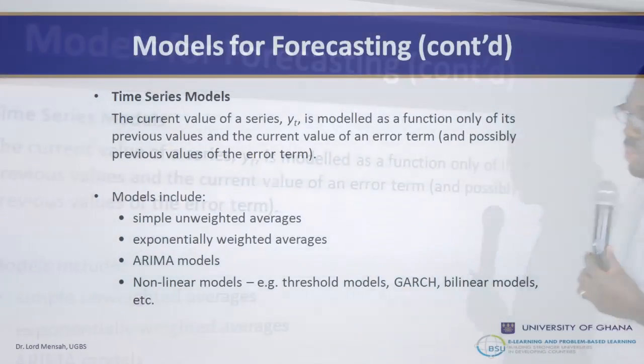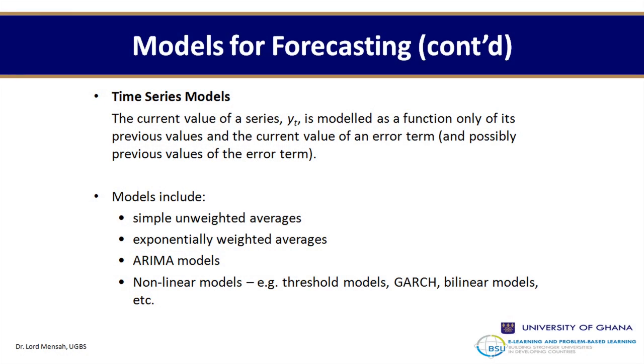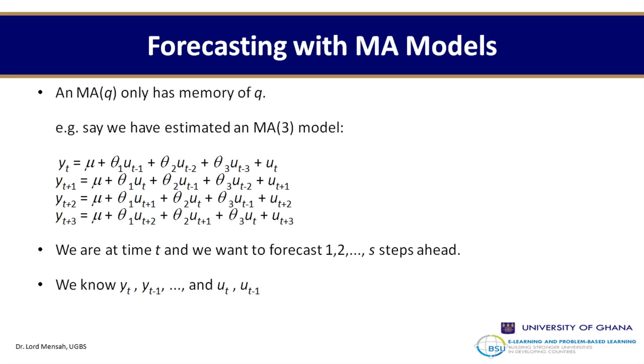Then you can also focus on ARIMA models, and then you can have nonlinear models as well, which we will come into in our future lecture series. We're going to have the Gauss models and then the bilinear models in the end. You can also focus on an ARMA model. No, an MA(q) only has what? The memory of q. So it means the relationship goes up to q.